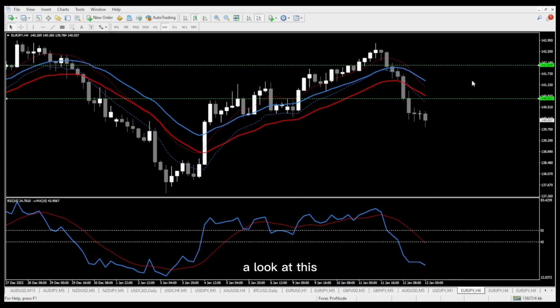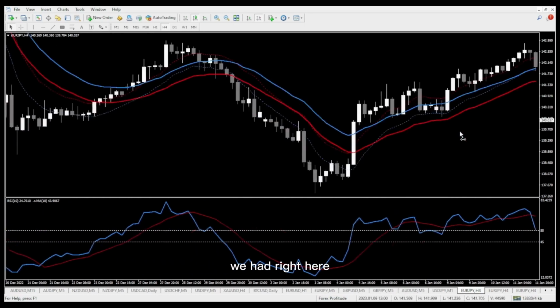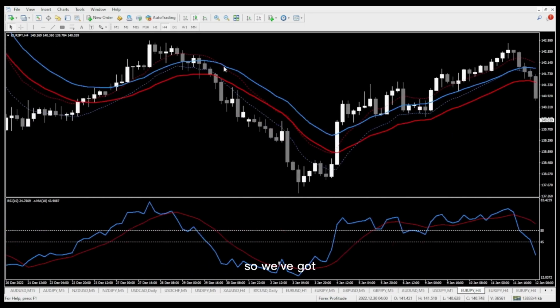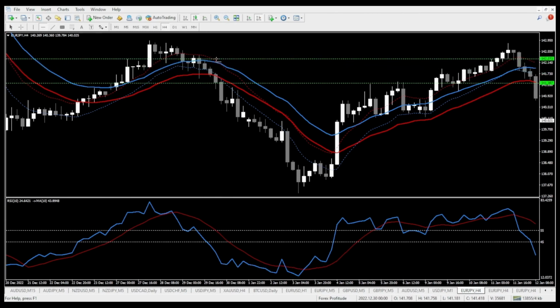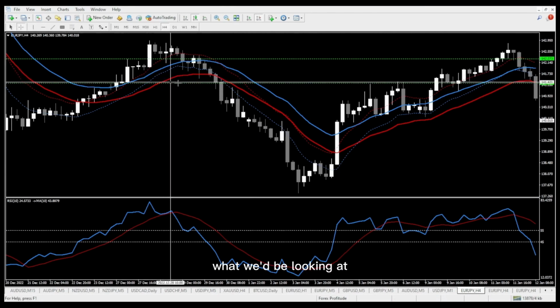Now, if we take a look at this other one, this other short that we had right here, this is the entry. So we've got that entry candle right here. This is going to be the entry level. So when this candle closes, to give us that signal, I'm going to take a look and see where that 20 EMA is. And that's right here. So the stop loss now goes just above that 20 EMA. And that stop loss is right here. So in this case, we're looking at a stop loss that is about 85, 86, 87, maybe closer to 90 pips.